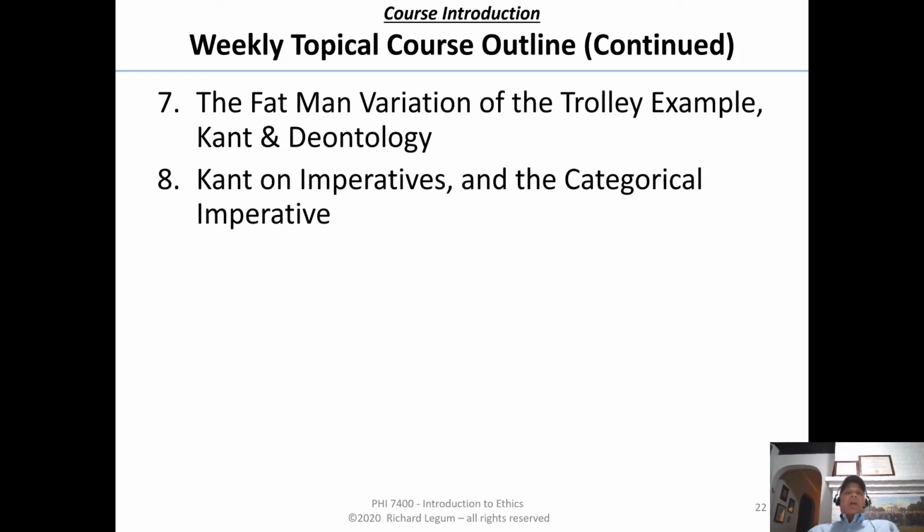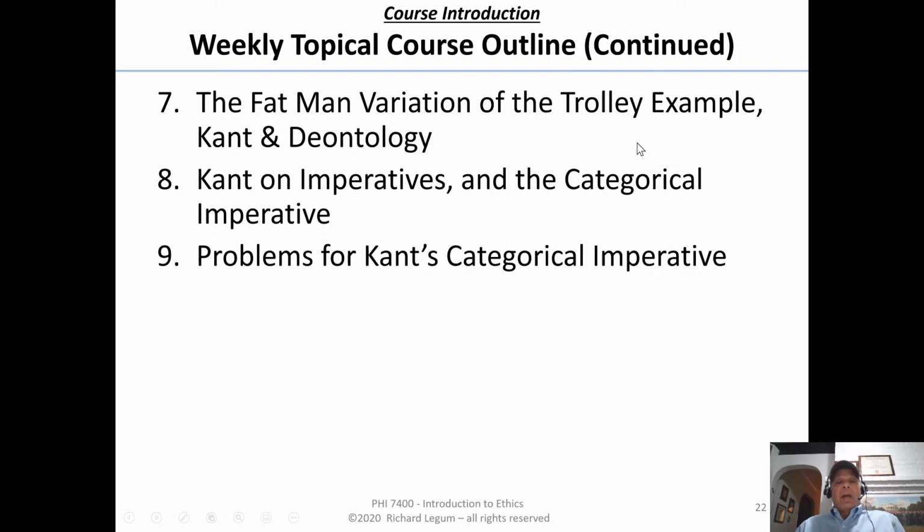Week 8, we'll start going into the details of Kant's theory, talking about what we call imperatives. If you think about it, an imperative is a command. So Kant's theory is based on things being commanded that you do. And his ultimate principle that determines whether something's right or wrong according to his theory is something called the categorical imperative, and we'll be spending time understanding that. In week 9, we'll turn to problems for the categorical imperative.